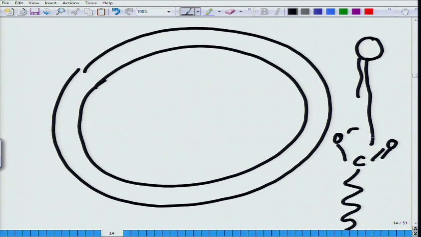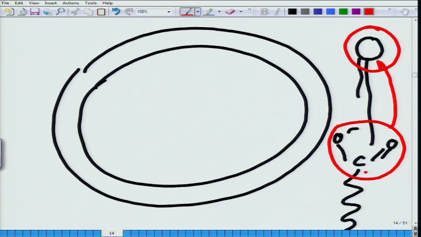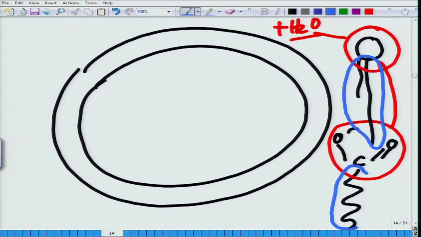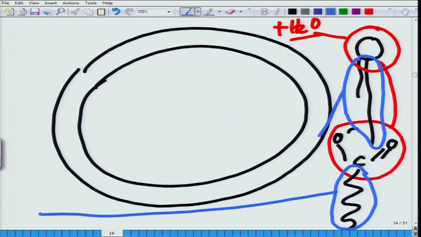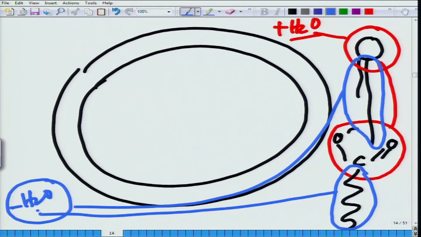In other words, this part, the one which I am now drawing in red, corresponds to this part. The part I drew in red is the water-loving part, the one which loves water. The one I am now shading in blue is the water-hating part, or in other words, the hydrophobic part, and the water-loving part is the hydrophilic part.